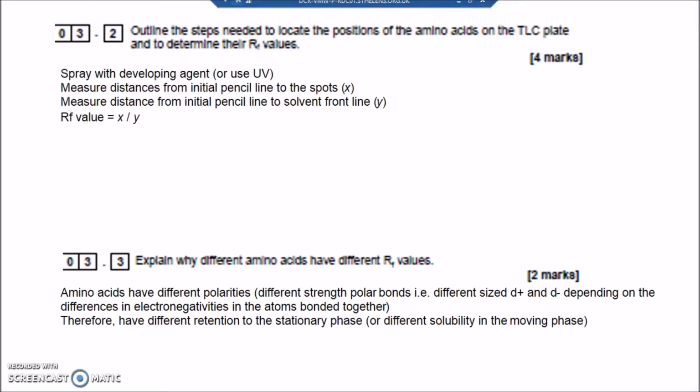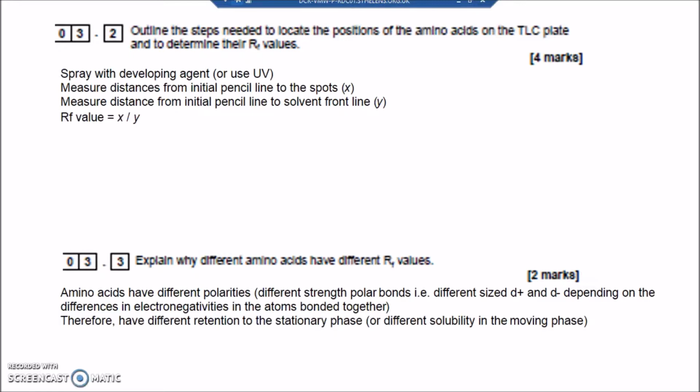Then depending on how polar those bonds are, how large the delta plus and delta minuses are, that determines how well they stick to the stationary phase. The correct word for stickiness or adhering is retention. Retention means that they've got large polar bonds and it sticks to the stationary phase.